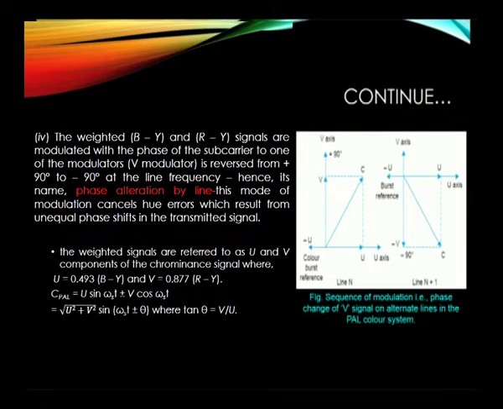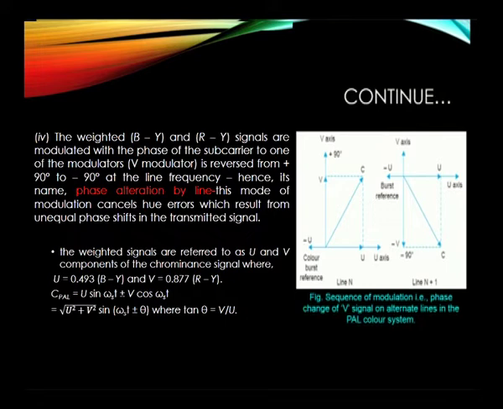So, these weighted B minus Y and R minus Y signals are modulated with the phase of the subcarrier. What is the subcarrier frequency? That is 4.43 megahertz. We have to modulate the B minus Y and R minus Y separately with this subcarrier frequency. Suppose we consider the V modulator, that is reversed from the other modulator, and this will give a phase shift of 90 degrees to minus 90 degrees at the line frequency, that is, the horizontal line frequency. That is why we call this phase alternation by line. So, the color signal will have a phase shift of 90 degrees to minus 90 degrees at line frequency, that is why it is called phase alternation in line.